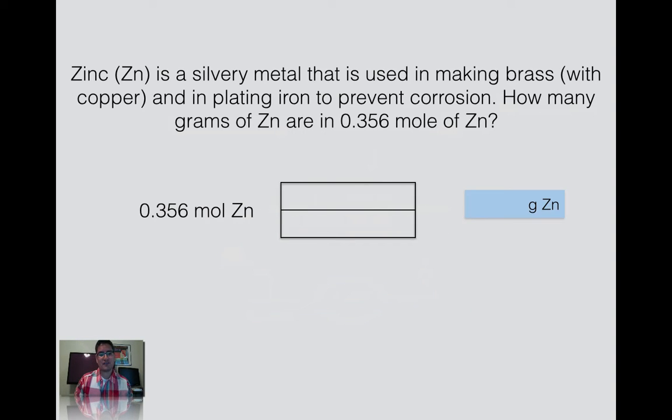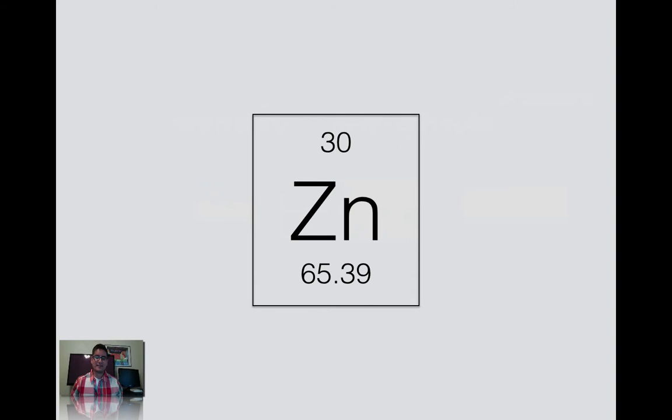So I need the correct conversion factor. And as you recall from the previous problem, I want to get rid of moles. That's the unit that I want to cancel out, right? And I will cancel out moles to get grams of zinc. That's my goal. So again, I look back at zinc. I look at the molar mass of zinc. So for 1 mole of zinc, I have 65.39 grams per mole.